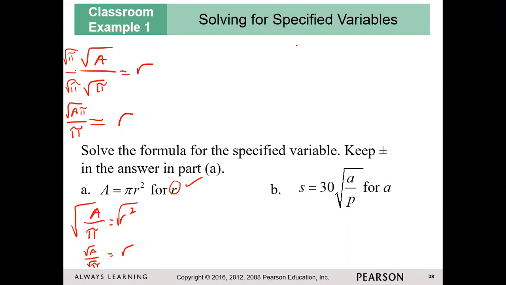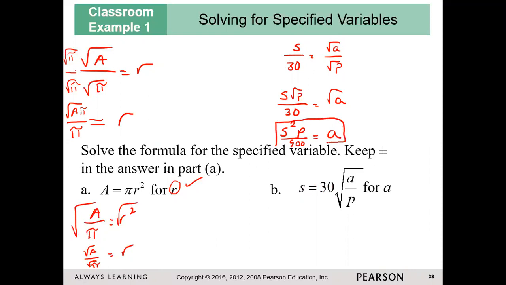So this should give us s over 30. I'm just going to divide both sides by 30 first, is equal to the square root of a over the square root of p. I'm also going to divide and conquer there. Multiply both sides by square root of p, and that gives you s square root of p over 30 is equal to the square root of a, and then you can square both sides. So that's going to give you s squared p over 900 is equal to a. So quite a bit of work.